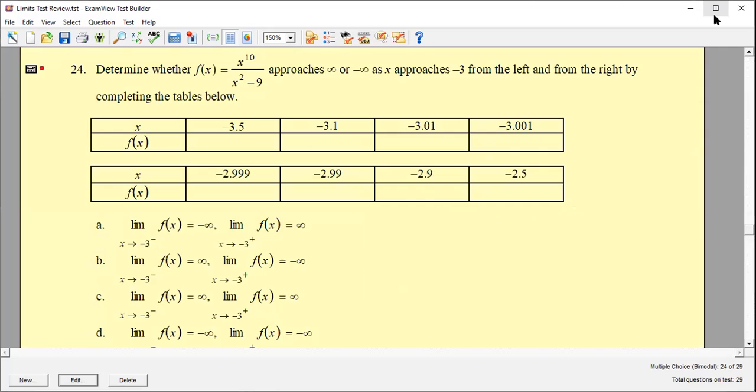So x to the 10th over x squared minus 9, as x approaches negative 3 from the left and from the right, going to infinity or negative infinity. You're just going to fill in this chart, and when you fill it in, you'll see those values. You guys know how to fill in your chart, right? I told you there's like 2 on there. I think this is the second one and that's it. So negative 3.5 gives you 84,878.